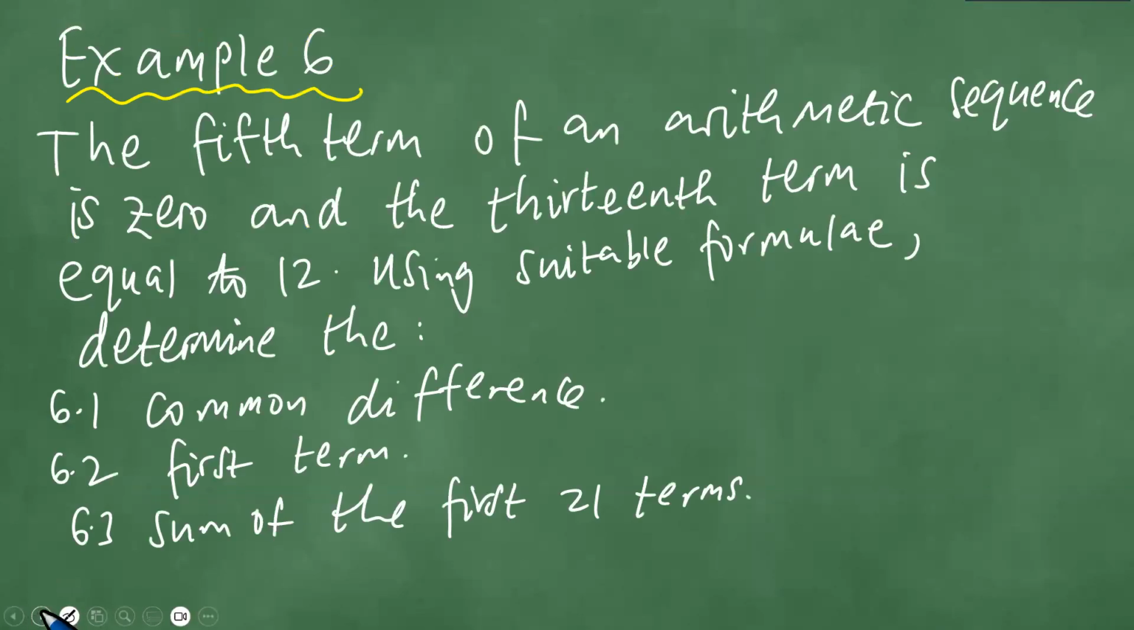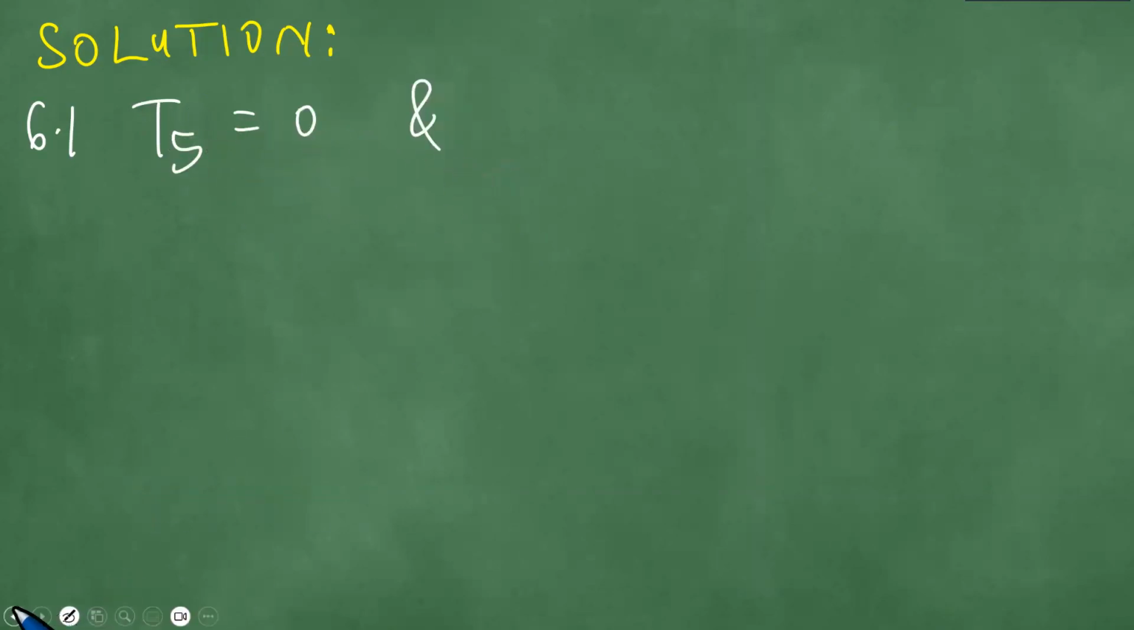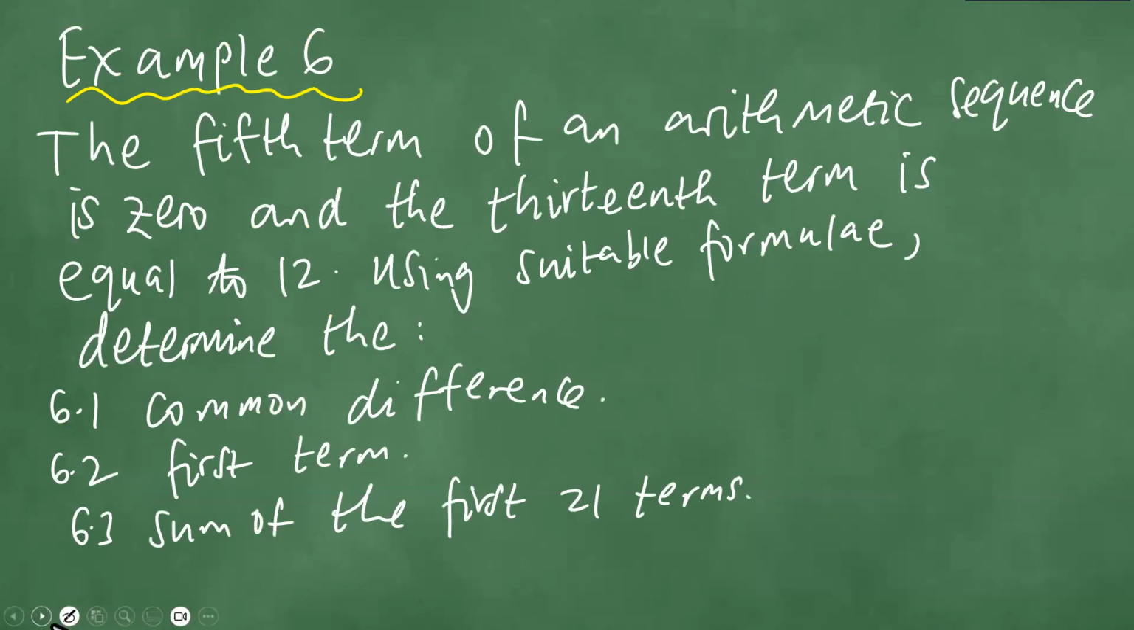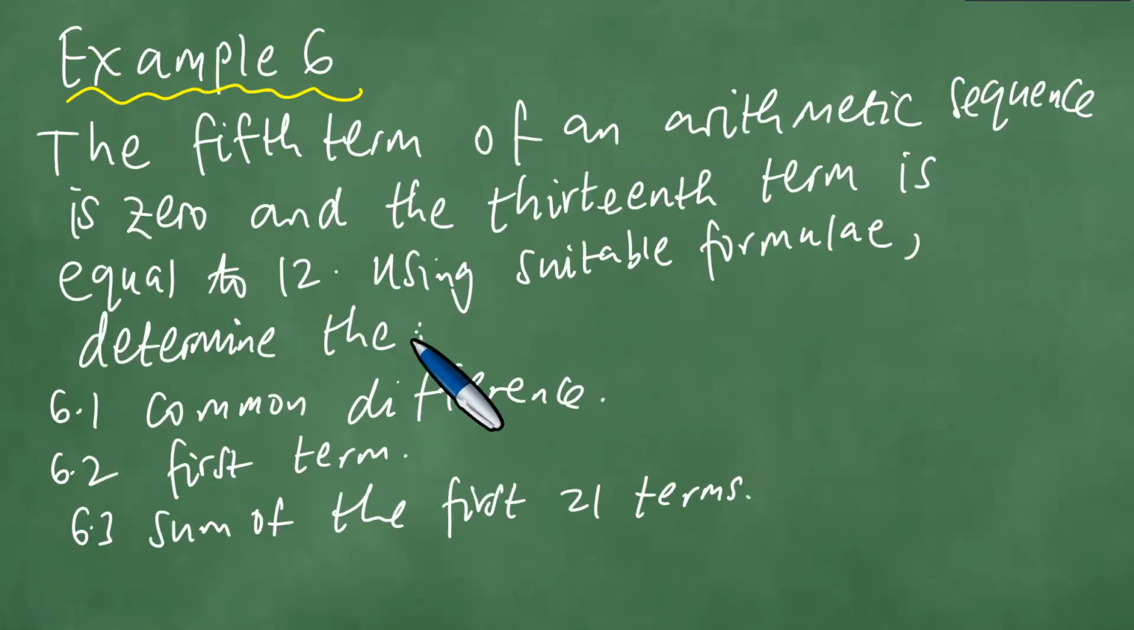Okay, let's see. 6.1. So the fifth term is 0, and the 13th term is 12. Like this. Obviously, this is what they're telling us. Using a suitable formula, determine the common difference. What is the common difference?